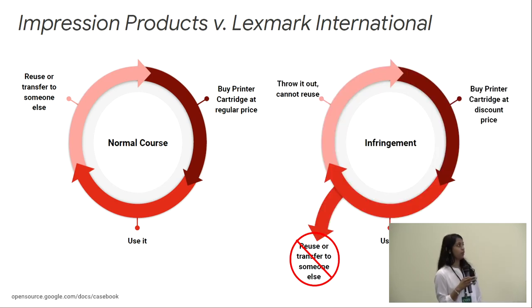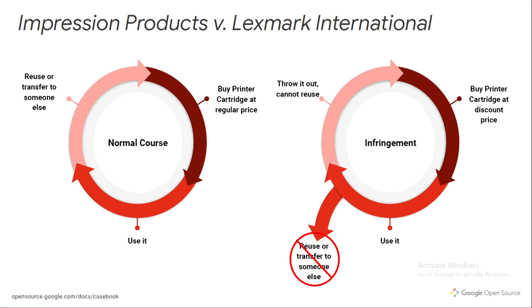Lexmark also had a program where it would sell its cartridges at a discounted price to its customers. In that case, the customer could only use it and then throw it out. They couldn't reuse it, they couldn't sell it, transfer it. But some customers naturally still do that. Impression Products was a company that would basically buy those ink cartridges and refill them. So Lexmark sues them and says, you're contributorily infringing our patent by buying these from those types of customers. And of course, Impression Products says, no, patent exhaustion.